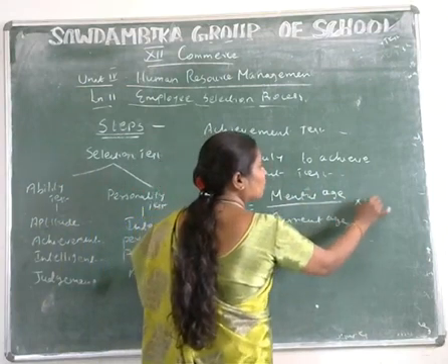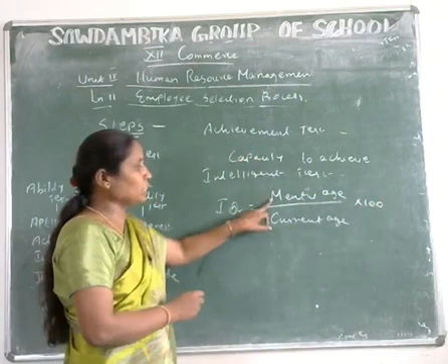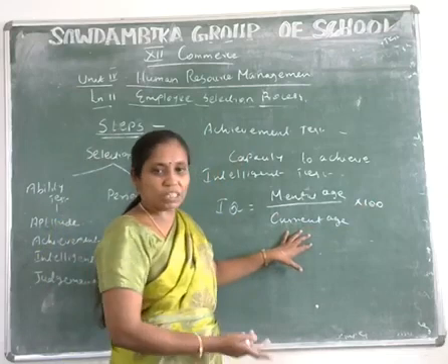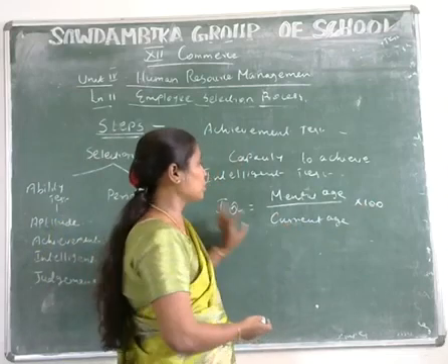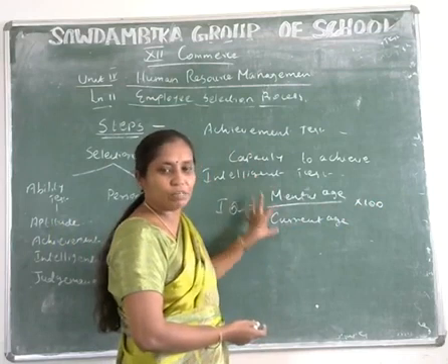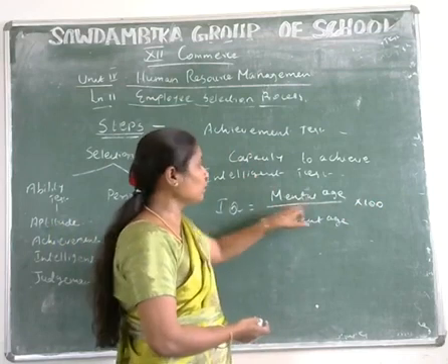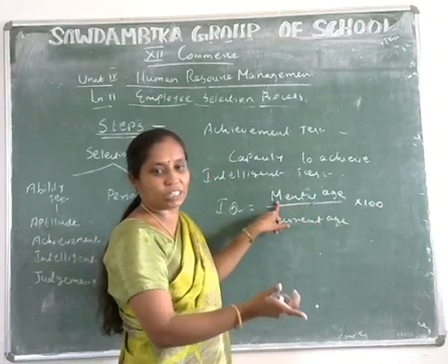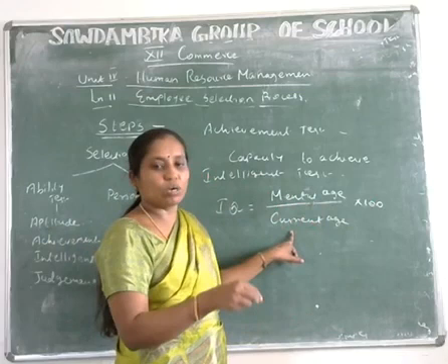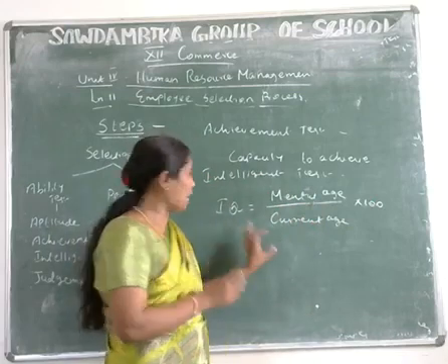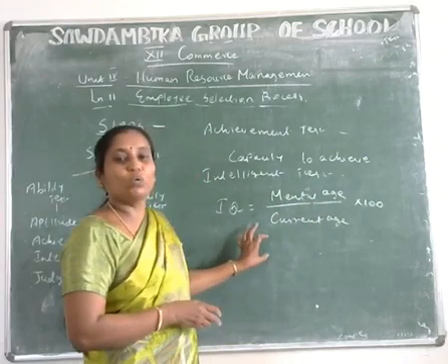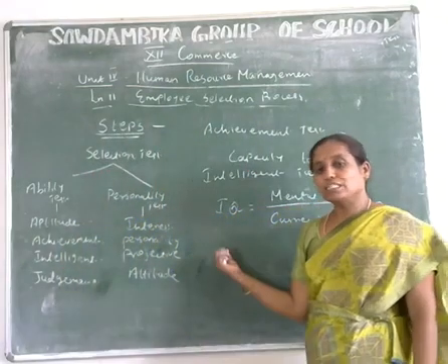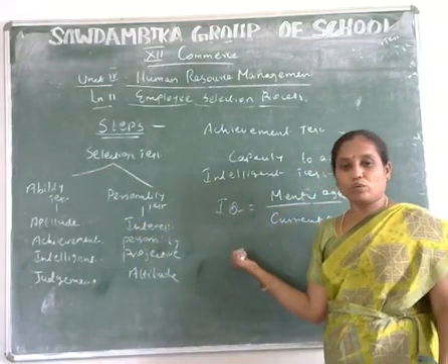So the IQ formula is mental age divided by current age, that is present or chronological age, into 100. Mental age means finding the mental abilities, the intelligence of the candidates. Current age means the present age of the candidates. What is the normal average IQ level? The average IQ level is about 85 to 115.